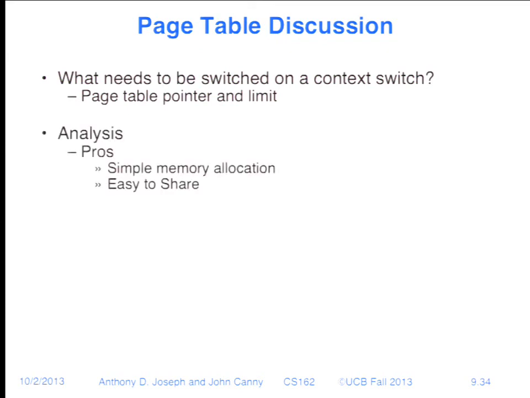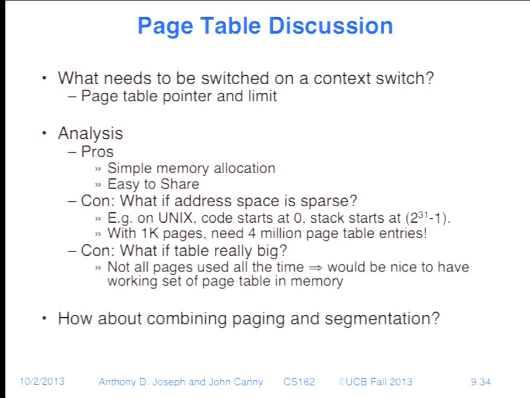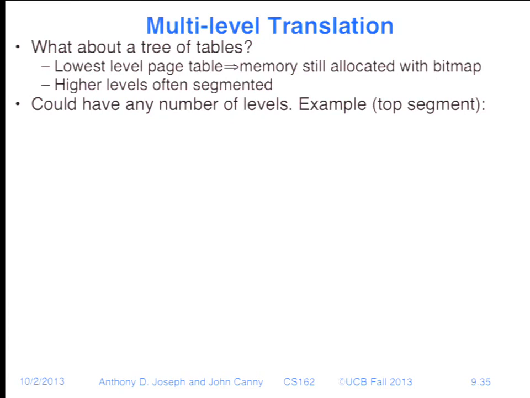All right, so the advantages of this are that it's a simple allocation scheme and easy to share. But there are big problems with large address spaces. This scheme, because we have an entry for every page, with a large address space, you'll need millions of entries. So there is a solution to this, and I think we're going to run out of time. I'll just introduce it, and we'll have to complete it next time. So one elegant approach is to use a tree of tables. And the tree is a sparse structure that only contains entries for the actually valid pages in the page table.